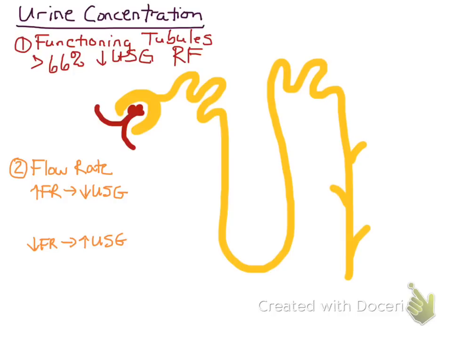So things that cause an increased flow rate are diuresis, and this could be due to either increased water intake, so maybe your animal just likes to drink a lot of water, or perhaps IV fluid administration, or something we call osmotic diuresis, where there's osmotically active particles within the tubule that keeps the water in the tubule.